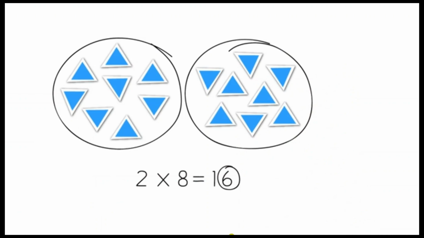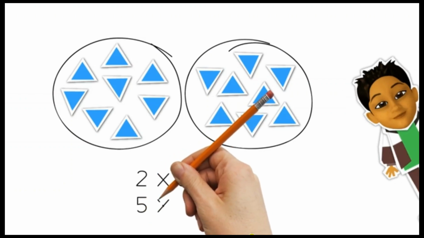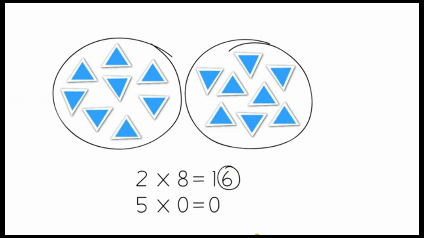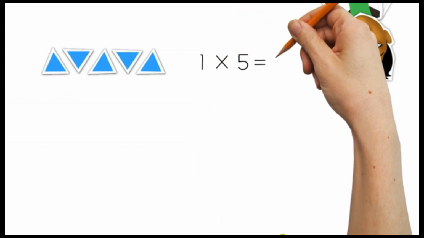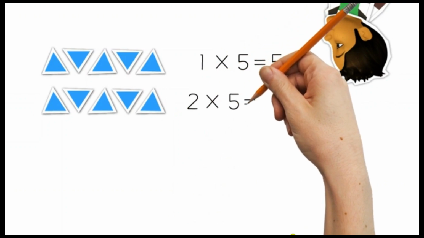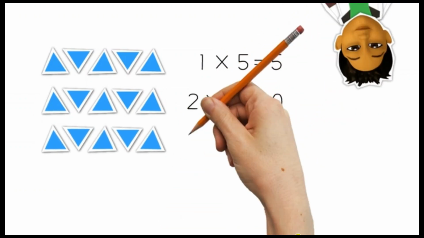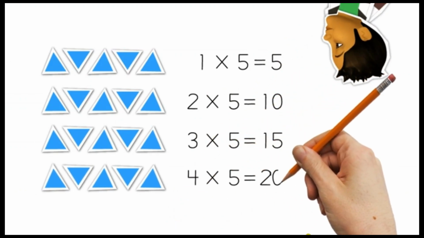Now that you know your multiples of 2, let's try multiples of 5. Just like with our 2s, 5 times 0 equals 0. Great start! Since we know multiples of 5, we'll use groups of 5. Let's represent it in a diagram. One group of 5, or 1 times 5, equals 5. Two groups of 5, or 2 times 5, equals 10. 3 times 5 equals 15. 4 times 5 equals 20.